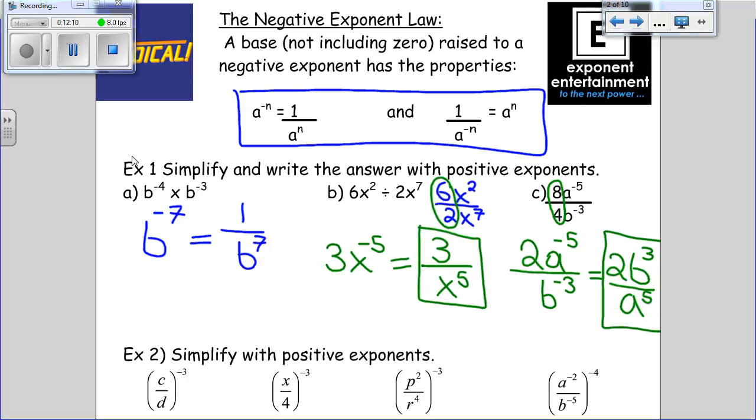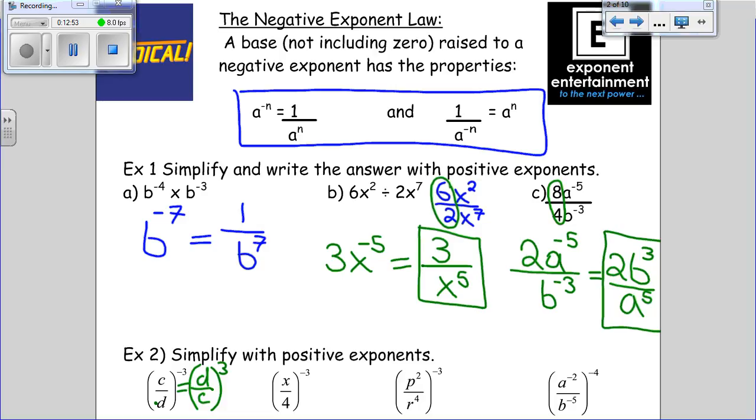Now, the second thing, I'm going to show you a little bit of a trick. If you have a negative exponent outside the brackets like we have here, what happens is everything on the top goes to the bottom, and everything on the bottom goes to the top. So this thing changes to be D over C, all to the power of positive 3 now. That's how we get rid of our negative exponents when you're on the outside of brackets. Everything on the top goes to the bottom. Everything on the bottom goes to the top.